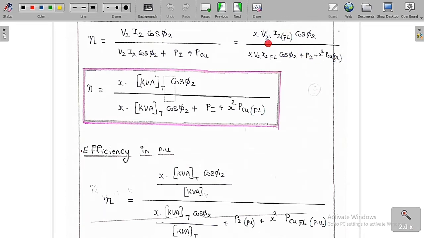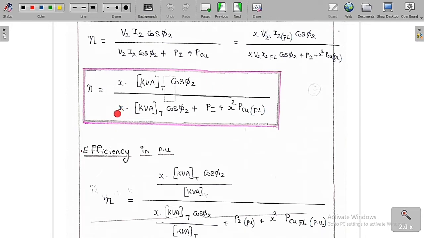But I have already told you V2 into I2 full load is nothing but the rating of the transformer. So X into kVA rating of the transformer into cos phi 2, by X into kVA rating of the transformer into cos phi 2 plus iron loss plus X square times the full load copper loss. So this is the general formula at any other load.